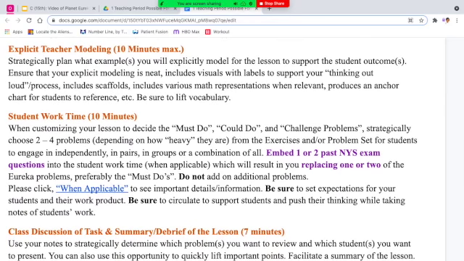What you want to do is strategically plan what example or examples you will explicitly model for the lesson to support the student outcomes. Ensure that your explicit modeling is neat, includes visuals with labels to support your thinking out loud and process, includes scaffolds, includes various math representations when relevant, and it produces an anchor chart for students to reference later on. Be sure to list vocabulary.